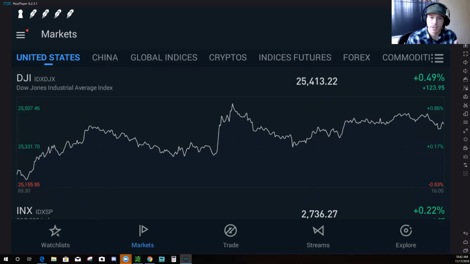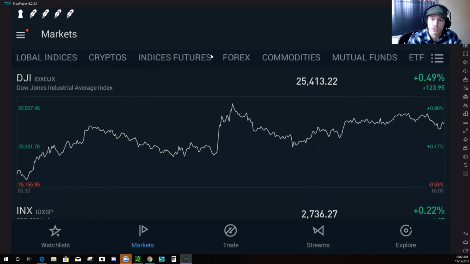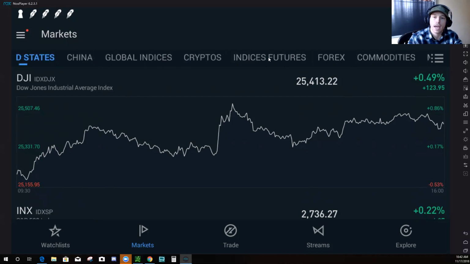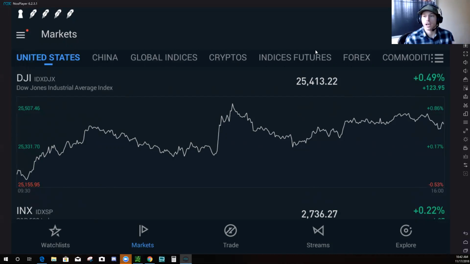So in the markets tab, as you get into Webull, this is naturally what it's going to look like when you're under the markets channel. Up at the top, you'll see United States, China, global indices, cryptos, index futures, forex, commodities, mutual funds, and ETFs. As a beginner trader, when you look at this, you could say to yourself, wow, this is a lot going on. There's a lot of information coming at me.